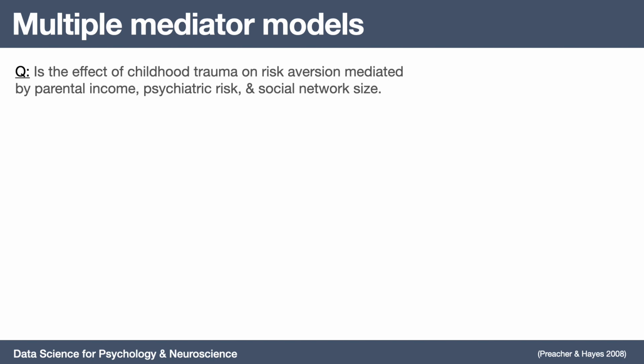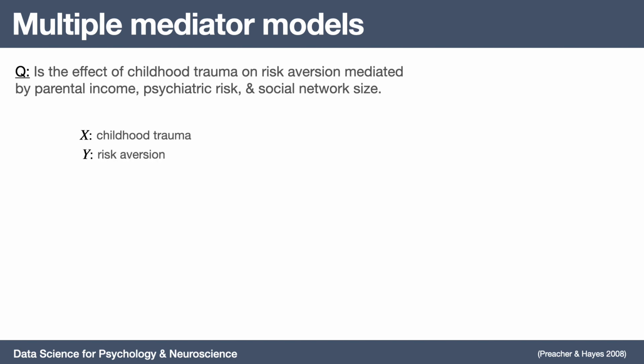Now let's play around with mediation models in the context where we have multiple mediators. This is something you'll see quite a bit in your research, or hopefully so. Let's take the example again of childhood trauma on risk aversion. But now let's ask, is the effect of childhood trauma on risk aversion mediated by parental income, psychiatric risk, and social network size? So we would set up the model where the input variable is childhood trauma again.